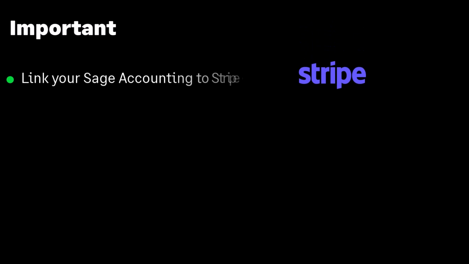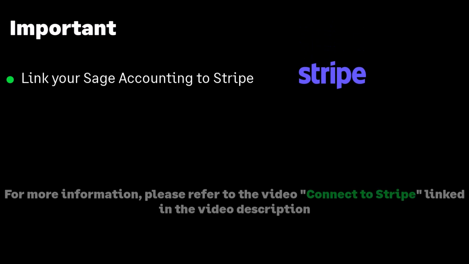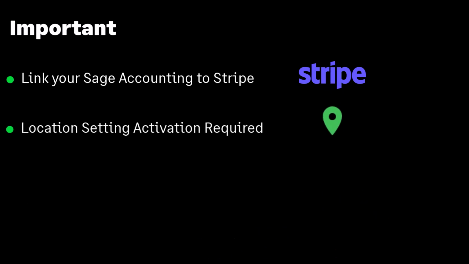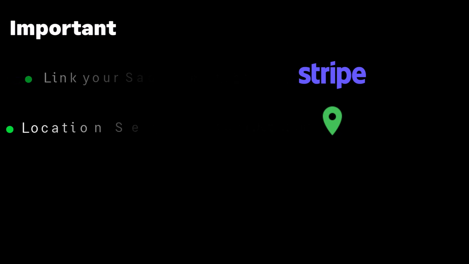Here are some key notes to be able to use the feature. A Stripe account must be linked to your Sage Accounting business. For more information on connecting your Sage Accounting to Stripe, please refer to the video Connect to Stripe linked in the video description. The location setting must be activated and the application must be granted access to location data.